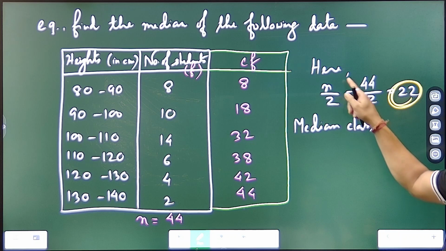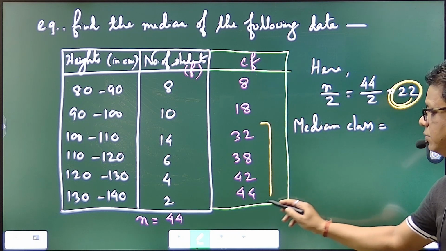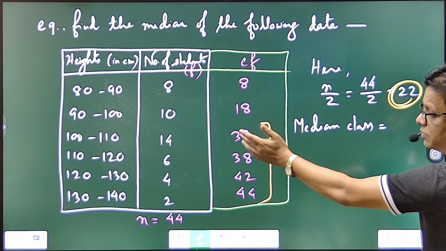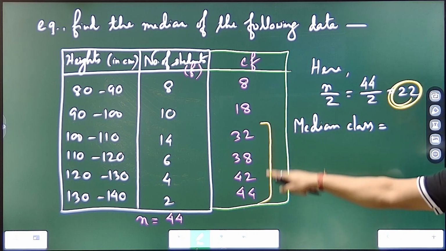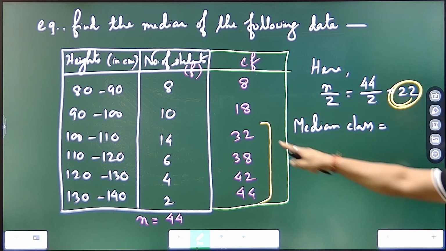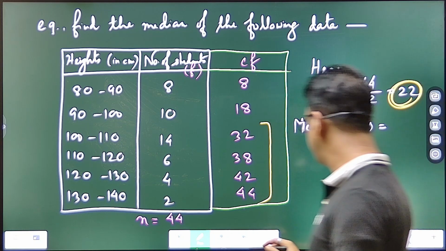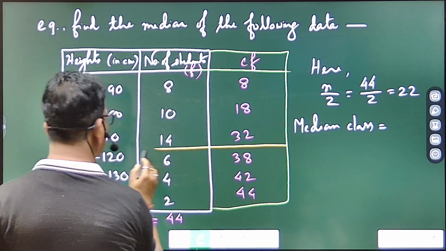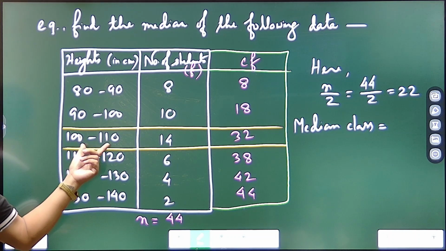So, I repeat, to get the median class, you have to observe this n by 2. N by 2 is 22. Now, in this CF column, you have to see the numbers which are more than 22. So, 18 is not more than that, so it is 32, 38, 42, 44. Out of all these greater numbers, which is the nearest to 22? 32 is the nearest one. Yes or no? So, when you have this number, you got the idea. Now, just highlight this class. So, this 100 to 110 is the median class.